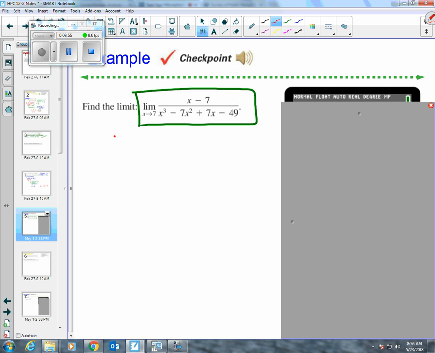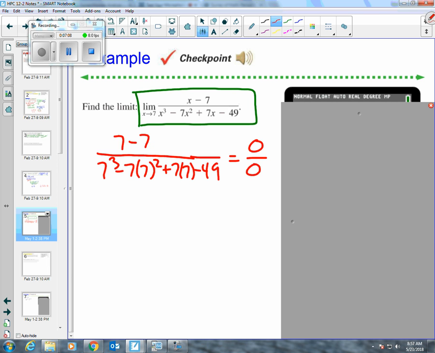We'd have 7 minus 7 on the top, and on the bottom 7 cubed minus 7 times 7 squared plus 7 times 7 minus 49. And if you take a second to do that arithmetic, you end up with, guess what? 0 over 0. Not super helpful, right? Because that's an indeterminate form. But what that does tell me is that there must be a common factor that I can take out. And if I can take out that common factor, I'm going to be able to calculate the limit. So let's take a look and see how we might want to do that.